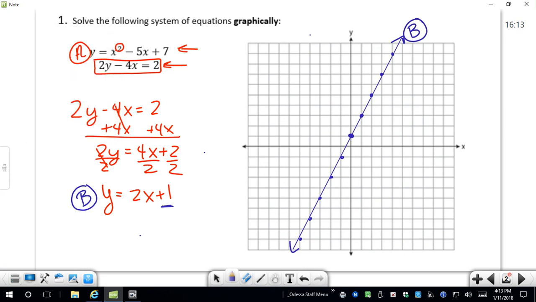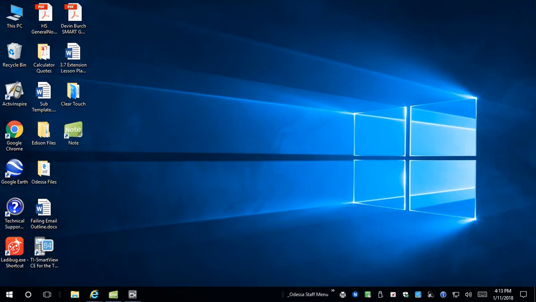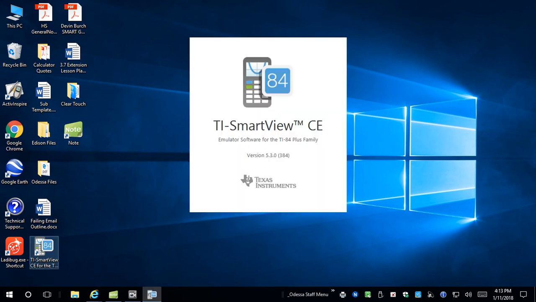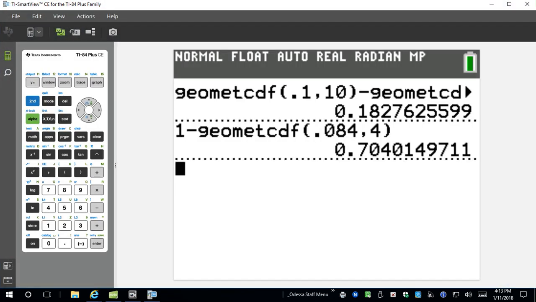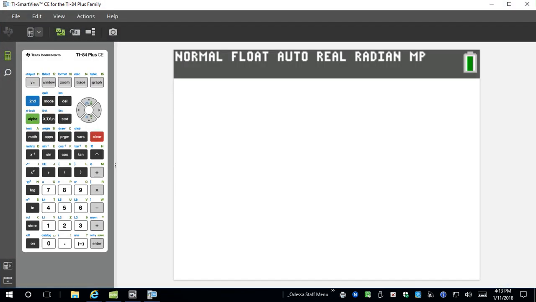Okay, here we go. What I'm going to do is pull up the calculator. I know a lot of you don't have the calculator at home. That's okay. Just pay attention to the keystrokes that I'm doing, and I'll walk you through this.